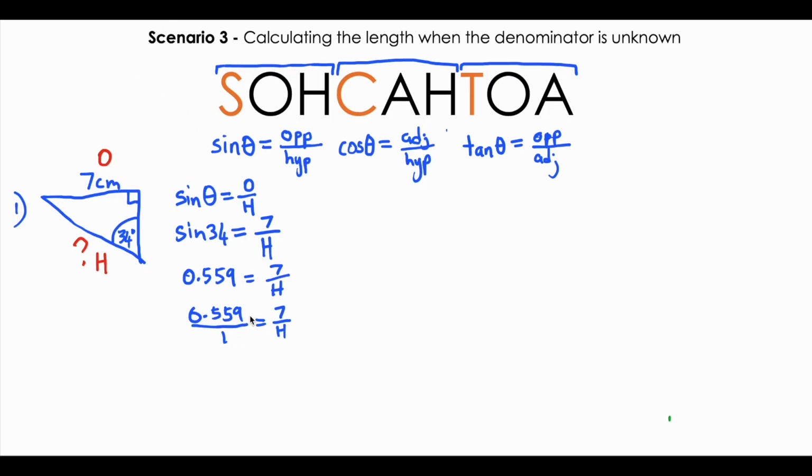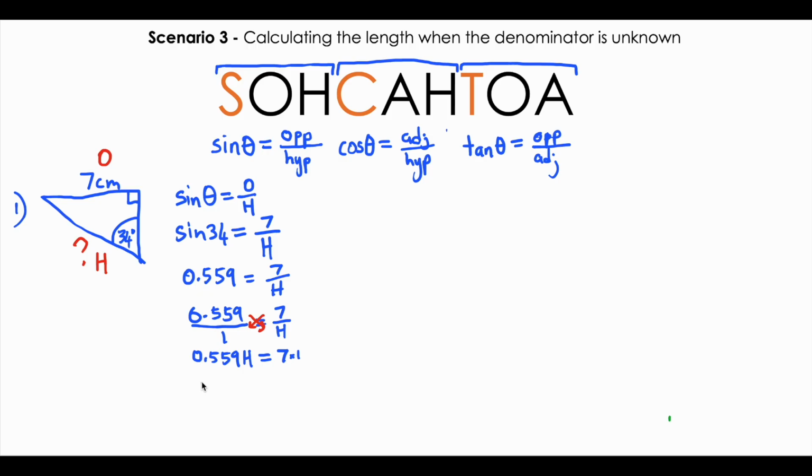Cross multiply again. Same process. Nothing changes. The only change will come in a little bit. So we'll have here now 0.559 multiplied by h, which is 0.559h, and that's equal to 7 times 1, which is what? What's 7 times 1? 7. Nice. So 7 times 1 is 7.